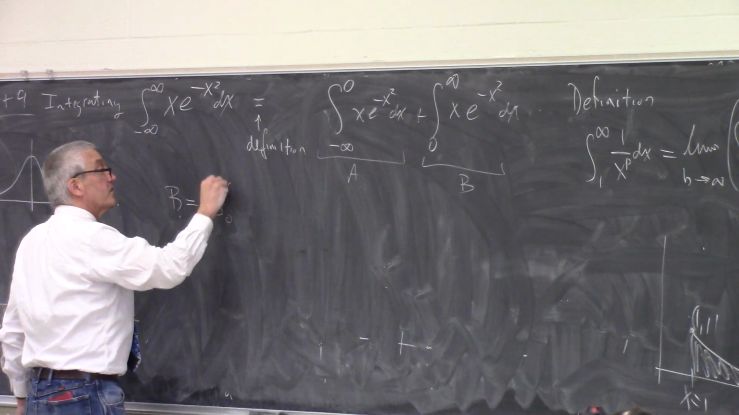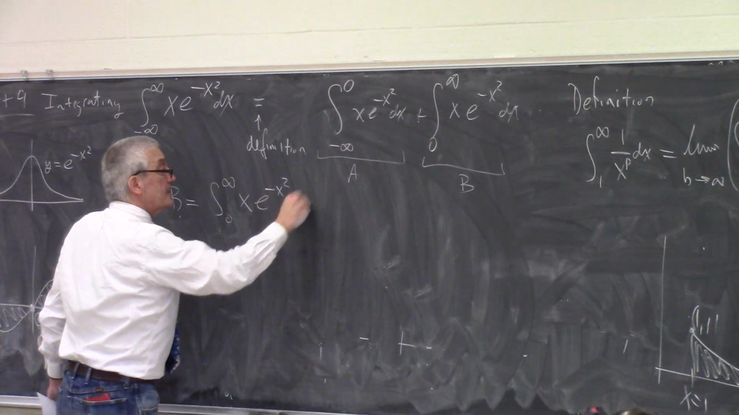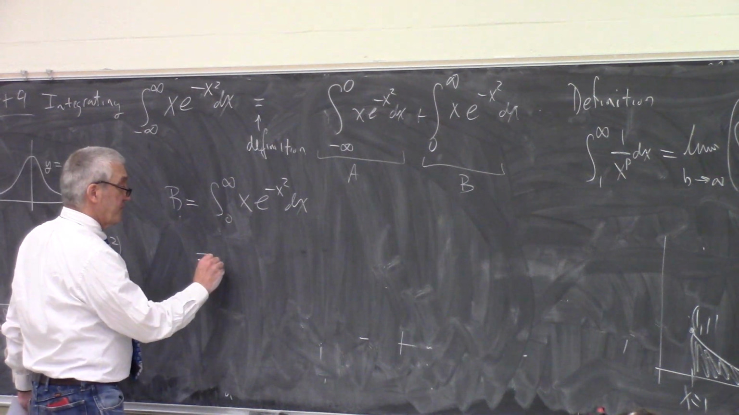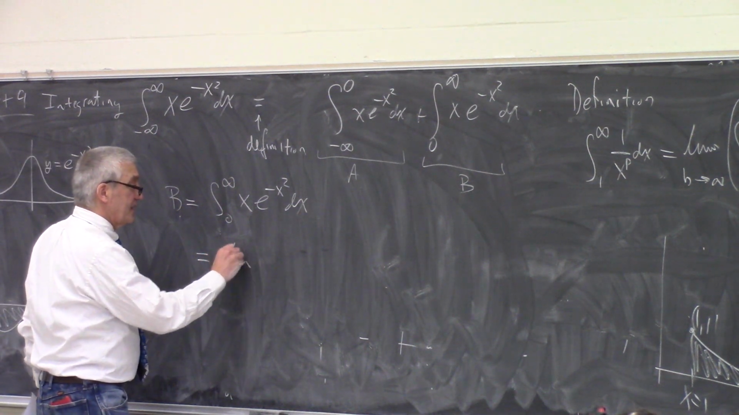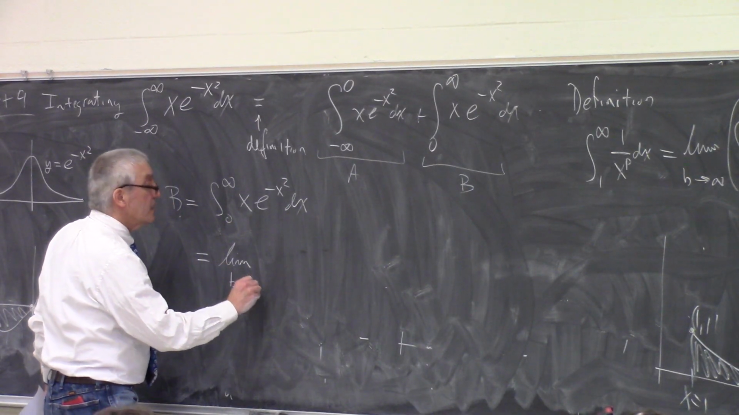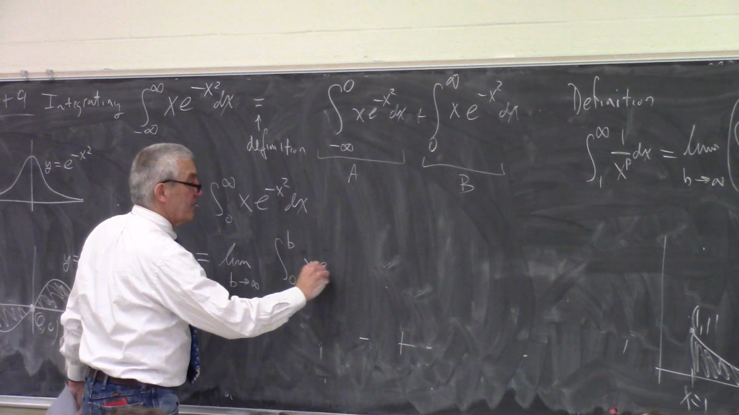The integral from 0 to infinity of x e to the minus x squared. So, as I've said before, we do this as a limit. The limit as b goes to infinity of the integral from 0 to b of x e to the minus x squared.